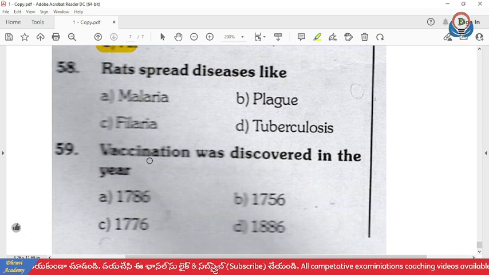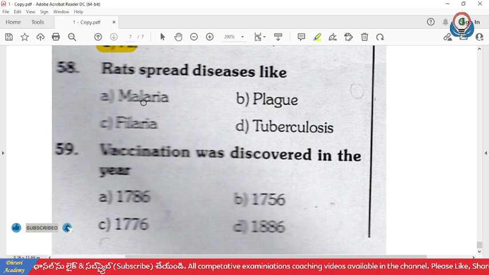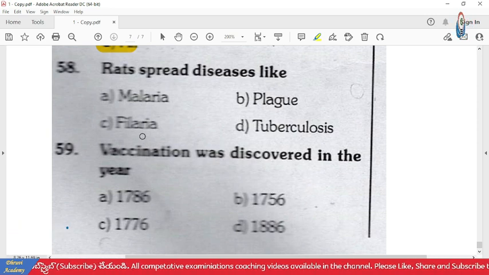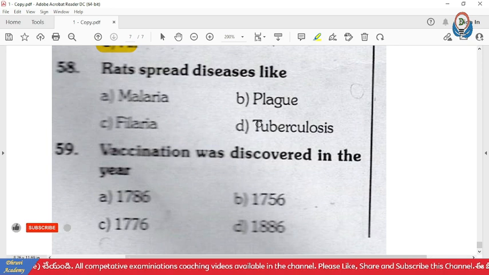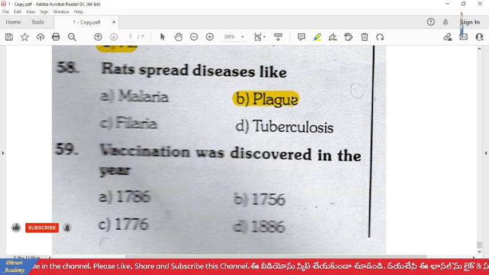Next, rats spread diseases like: A, malaria, or B, plague, or C, filaria, or D, tuberculosis? Sorry, it's blurred here. Which is the correct answer? Rats spread disease like plague. They spread the disease plague.